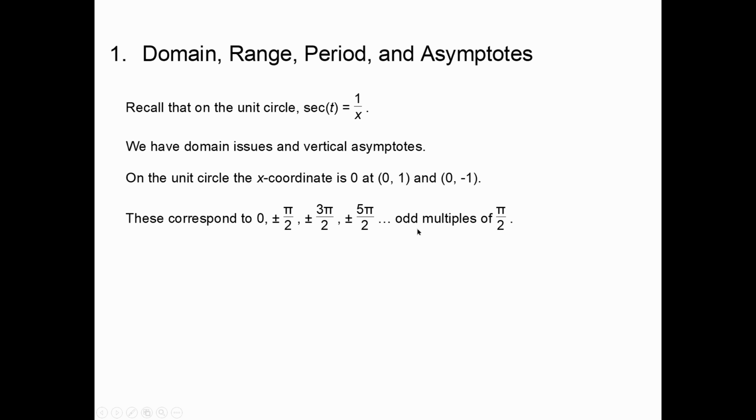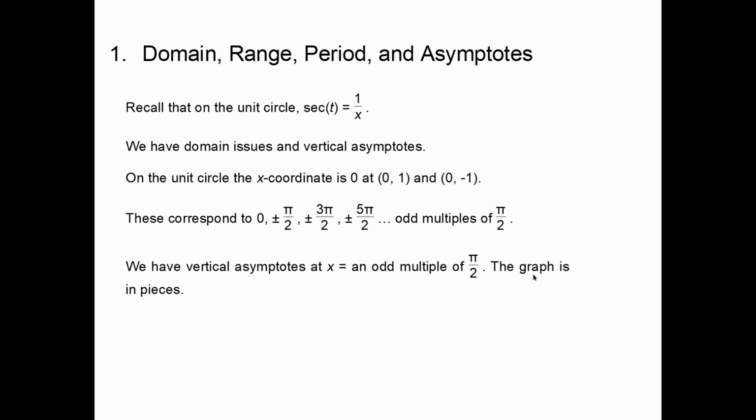Notice it's just like the tangent, which should make you believe, kind of a foreshadowing, that cotangent is probably going to behave like that in terms of vertical asymptotes and domain issues, kind of like the cosecant. So we have vertical asymptotes at x equals an odd multiple of pi over 2. Again, my graph is in pieces. So the domain, instead of all x's such that x is not a multiple of pi over 2, you could say an odd multiple.